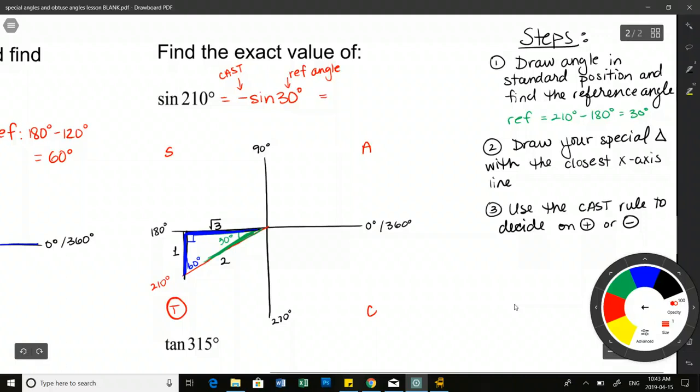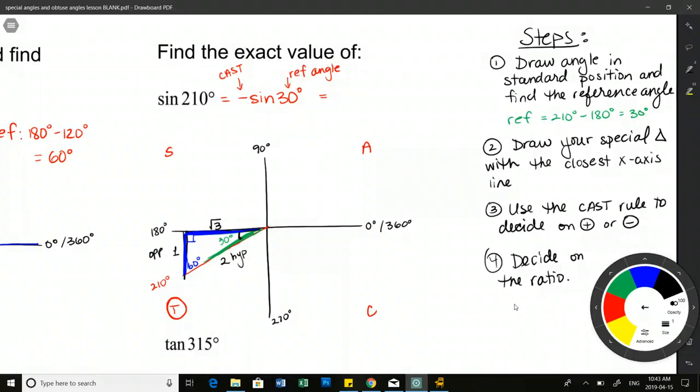Okay, now we're going to use our special triangle. So the last thing is to decide on the ratio. If I'm looking for the sine of 30, I'm looking for opposite and hypotenuse in my triangle. So what's my final answer going to be here? Negative 1 over 2. So the negative stays, and then the triangle helps me with my ratio. No calculators should be used for this at all. We don't need calculators.